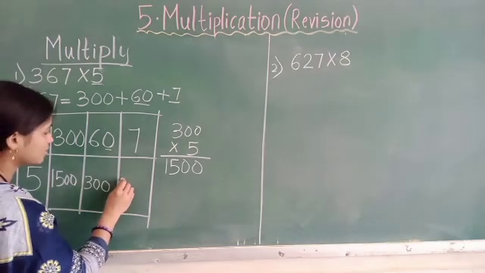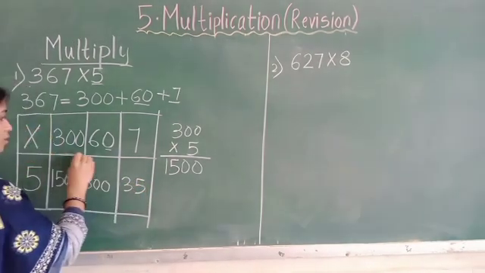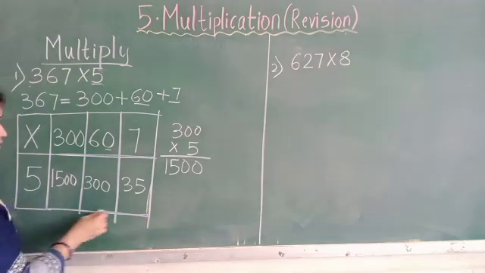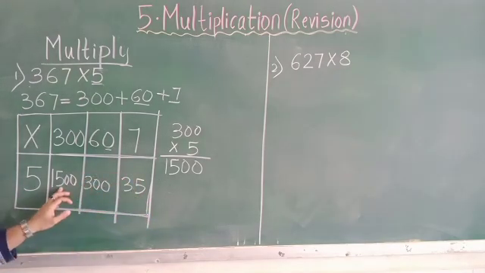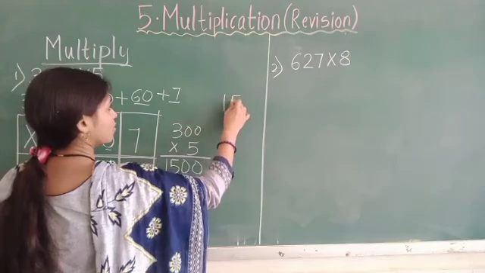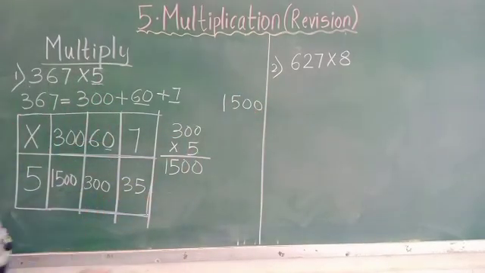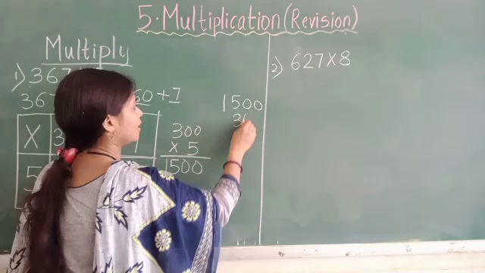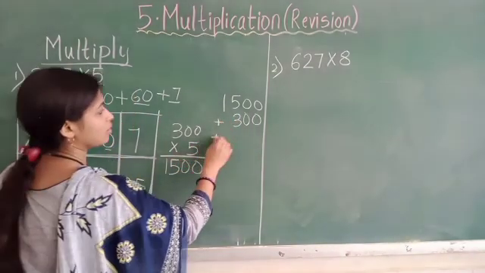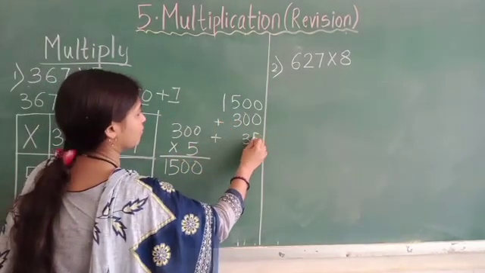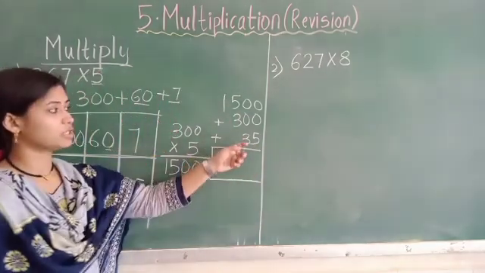7 5s is 35. Now these three answers we have got after multiplying, we will add together. What is the first here? 1500. What is the second? 300 plus 35. Now all these three numbers we will add together.